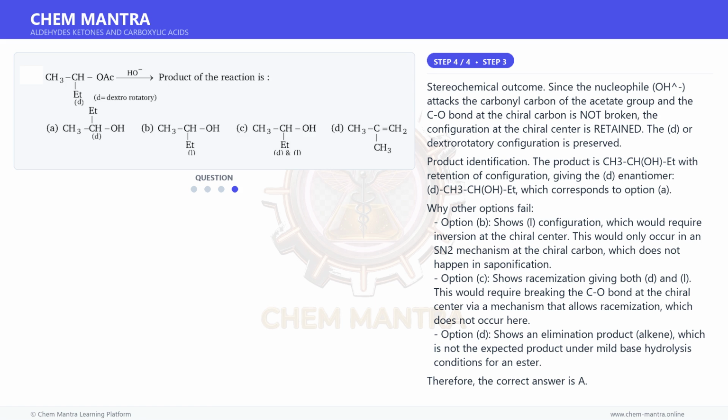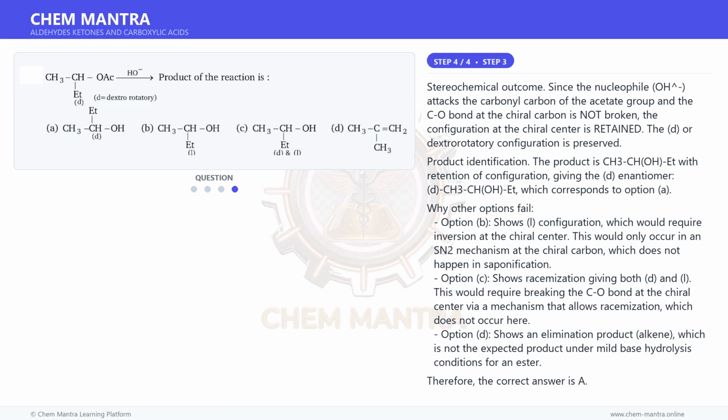Why other options fail? Option B shows L configuration, which would require inversion at the chiral center. This would only occur in an SN2 mechanism at the chiral carbon, which does not happen in saponification. Option C shows racemization giving both D and L.